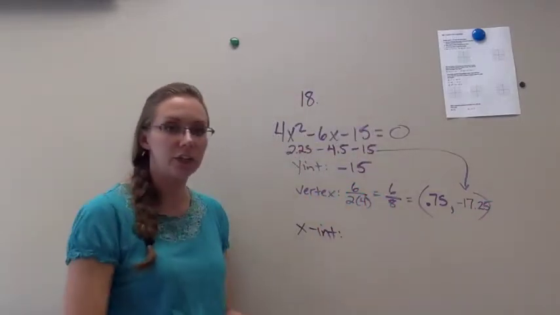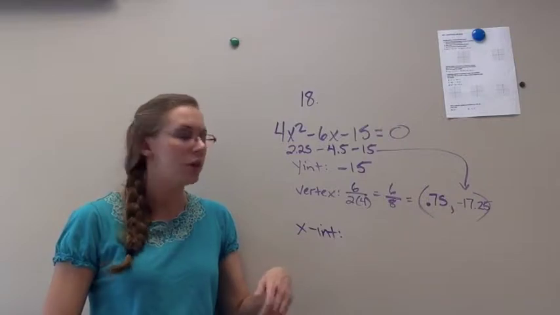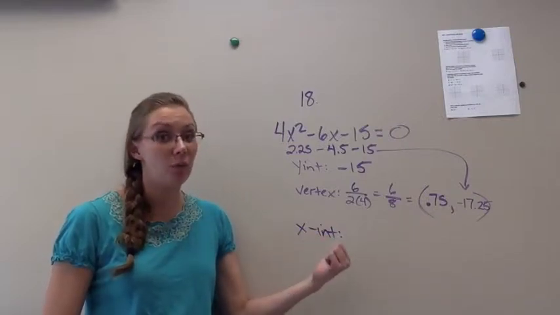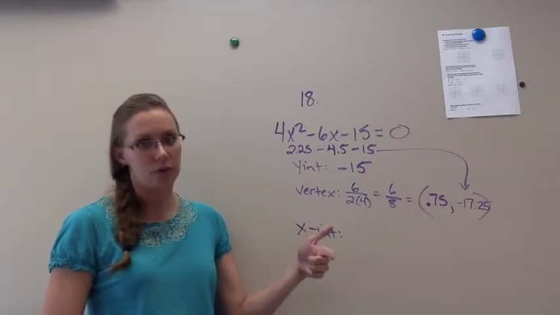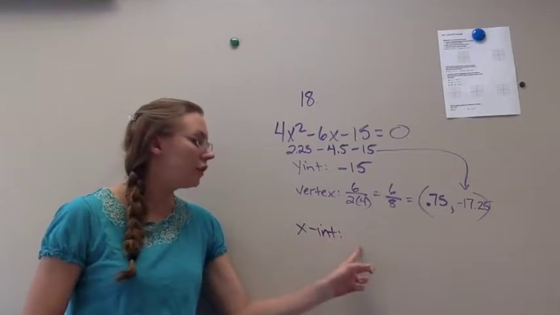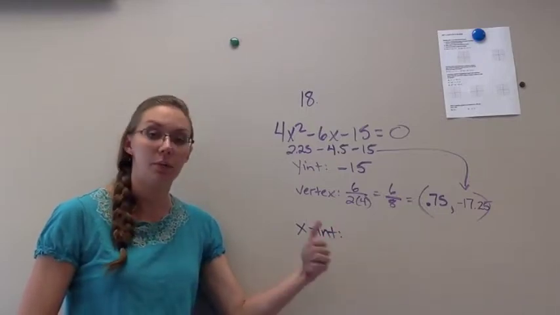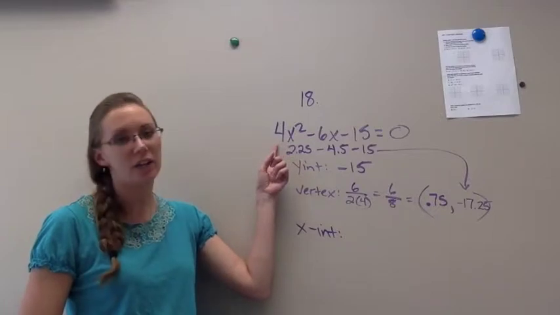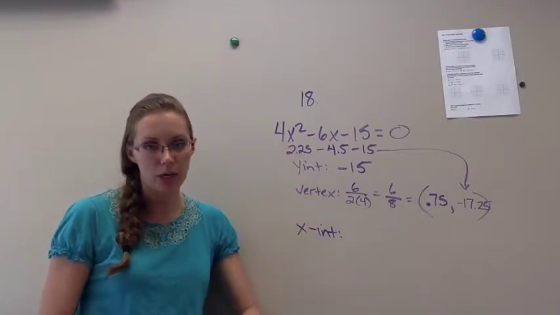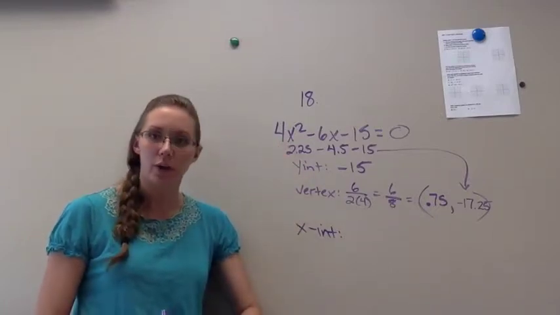To find our x-intercept, we have 3 different strategies we could use. We could factor, which won't work for this one because I just tried it and had to restart the movie. The other strategy would be completing the square. That's hard because our a is 4. The last strategy that we could use would be the quadratic formula.